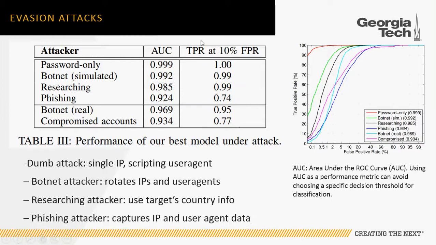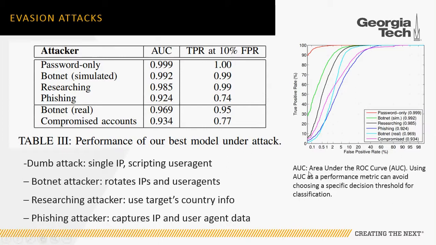We can start with this column, true positive rate at 10% FPR. It's actually good for all of them. The trained model works quite well. The phishing is a bit difficult to detect, and in the real world, the compromised account is usually more difficult than botnet, because for botnet, the country information alone is able to filter a lot of them. And the AUC kind of correlates with TPR.